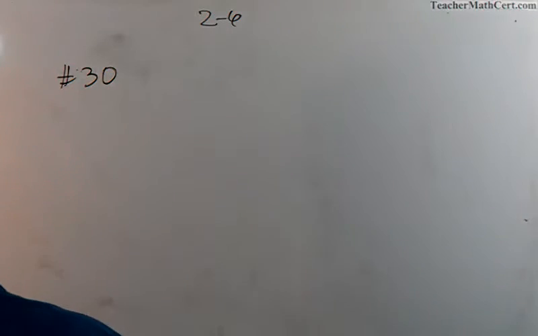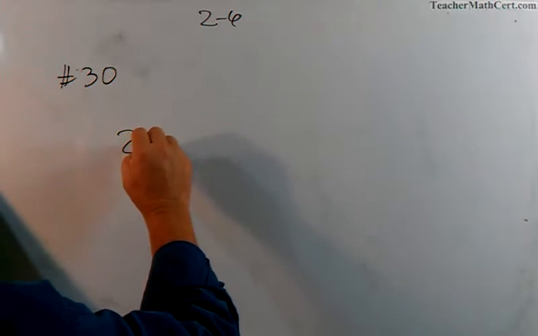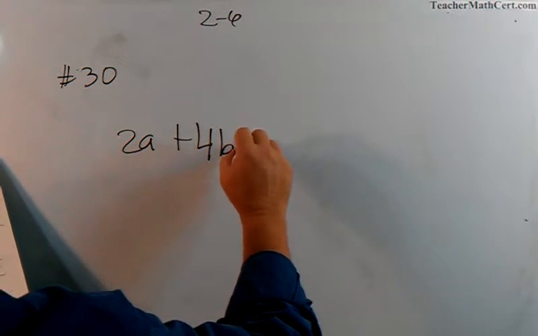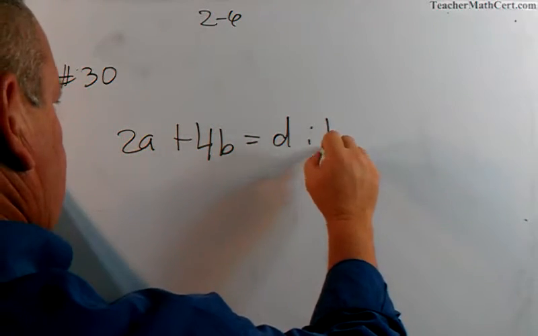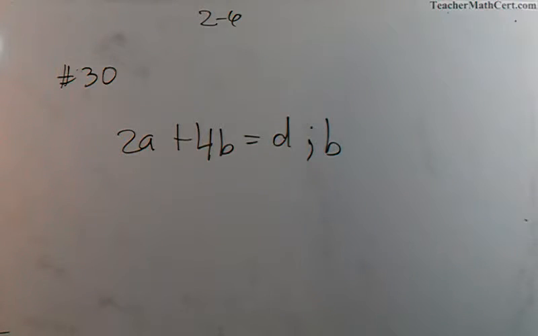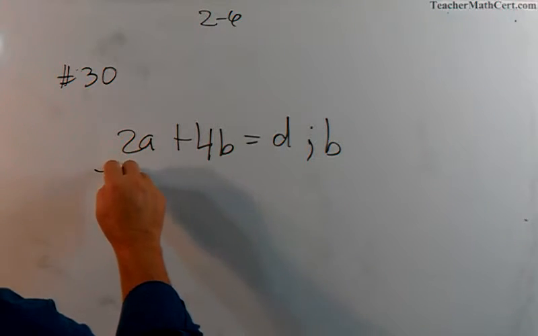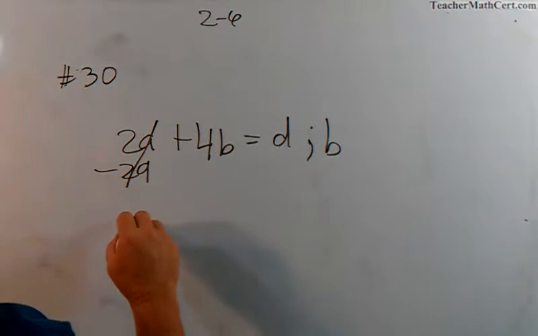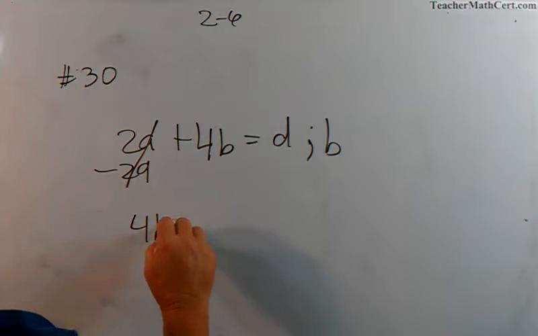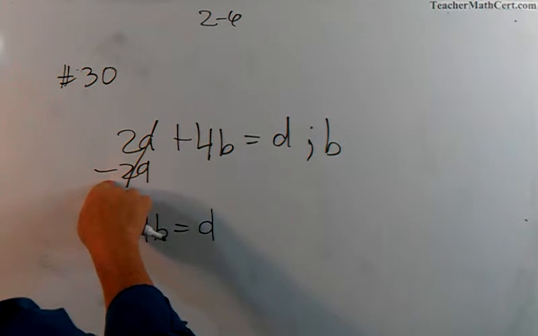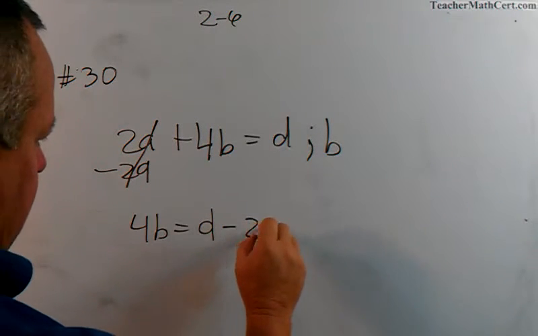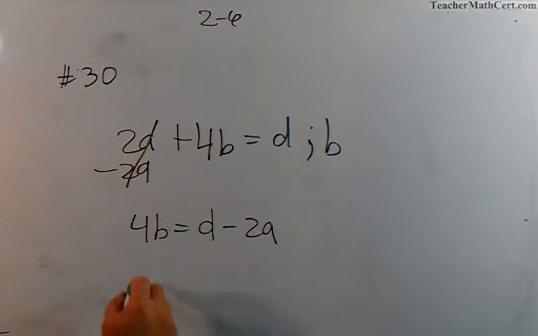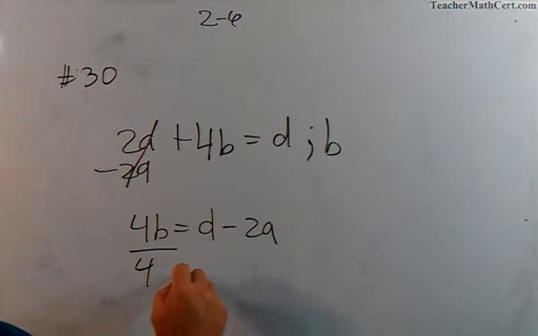Number 30. 2A plus 4B equals D. Solve for B. Alright, get rid of the 2A by subtracting. It goes to 0, so we're left with 4B is equal to D. But what do we do to this side? We subtracted 2A. We want to get to the B. We divide both sides by 4.